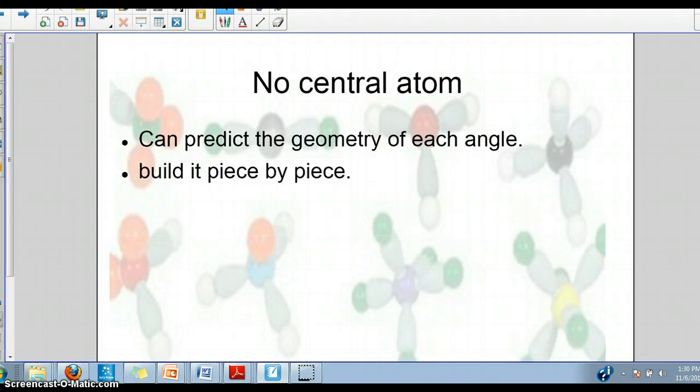All right, what if you don't have a central atom? Say you have 2 central atoms. Well, you can still predict geometries. You're just going to have to do it piece by piece. You're going to have to talk about each atom separately as central atoms.